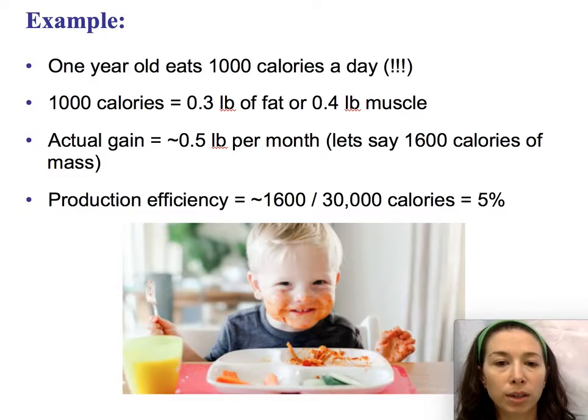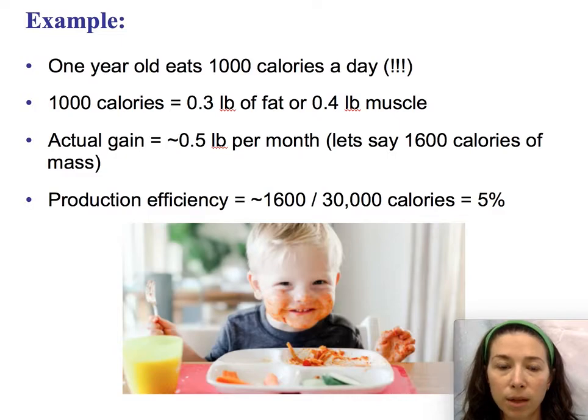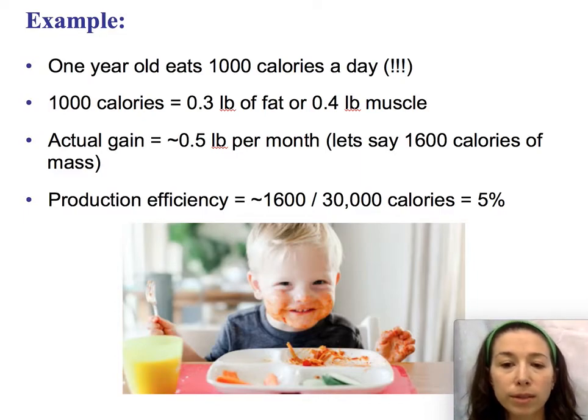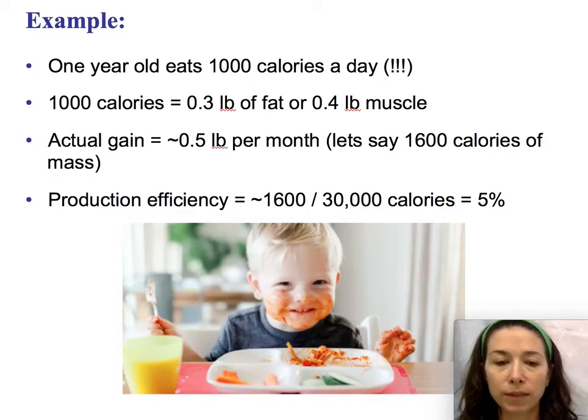Toddler who is gaining 1/2 pound of mass a month. So that's about 1,600 calories, let's say. And they're eating 30,000 calories a month, right? We'll just multiply 1,000 by 30. So that's about 5%. That's the production efficiency of a toddler. That's a number you can keep in mind when you think about the production efficiency of other organisms.